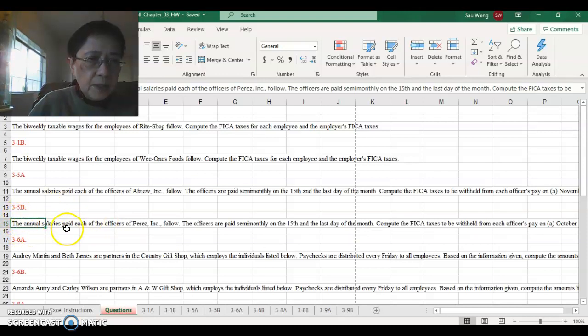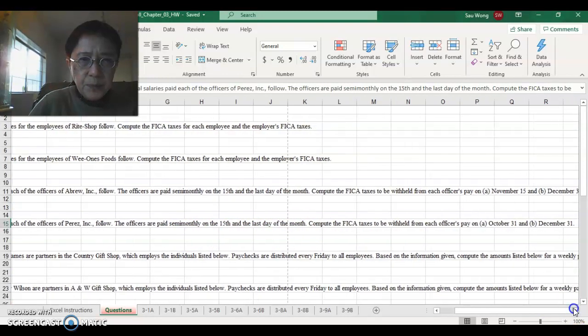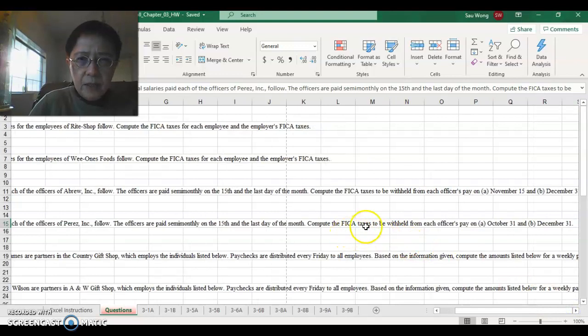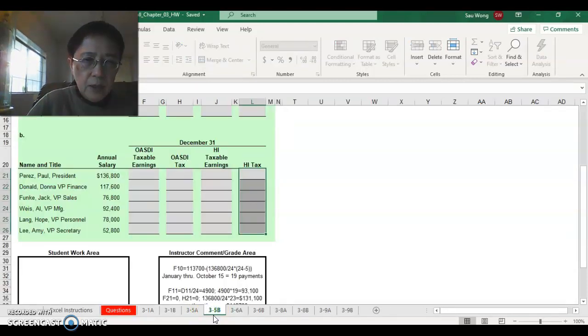Let's read the question for 3-5B. The annual salaries paid for each of the officers of Payroll Inc. follow. The officers are paid semi-monthly on the 15th and the last day of the month. So remember, this is a semi-monthly payment. Compute the FICA tax to be withheld from each worker's pay on October 31st and December 31st. Go to the 3-5B worksheet.